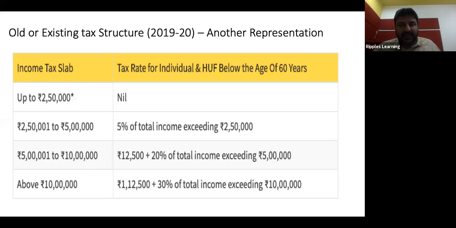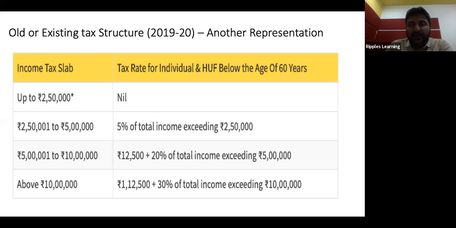All of you can make sense out of it. So if you see 2,50,000 to 5 lakh, and if you're earning more than 5 lakh, you are paying 12,500 rupees for the slab before, and then 20% of total income. So let's do a calculation for a person earning 12 lakh. What would it be? If a person is earning 12 lakh, then for 0 to 2.5, he would be paying nil.